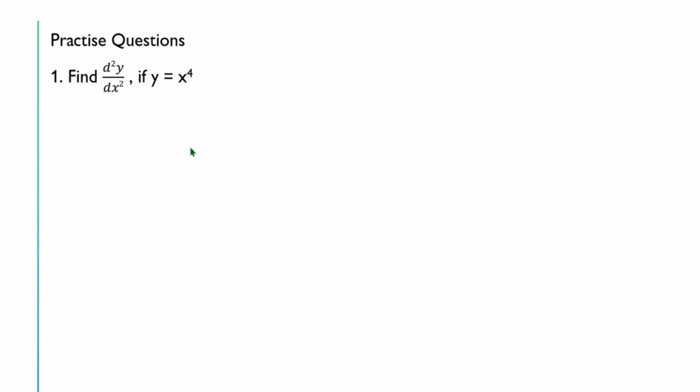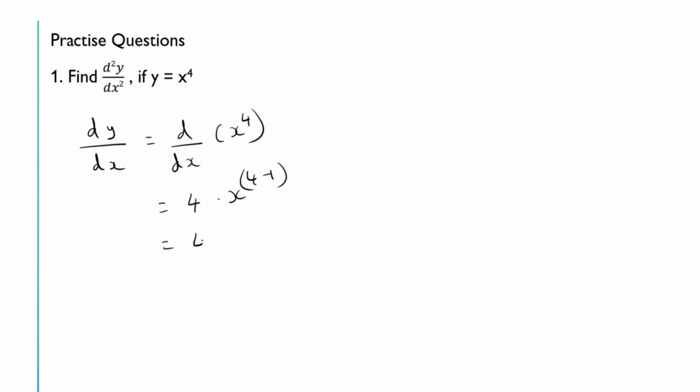Now we will see some practice questions. Find d square y by dx square if y is equal to x raised to 4. So it is given y is x raised to 4. To find d square y by dx square, first we have to find dy by dx. So dy by dx is nothing but d by dx of x raised to 4. We know d by dx of x raised to n is n into x raised to n minus 1. So d by dx of x raised to 4 is 4 into x raised to 4 minus 1, or it is 4x cube.